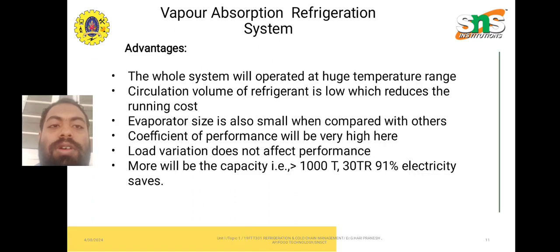Then the advantages of the vapor absorption refrigeration system. The whole system can be operated over a huge temperature range. The circulation volume of refrigerant is low, so it reduces the running cost. The evaporator size is small when compared with others. The coefficient of performance is very high here. Load variation does not affect performance. Capacity is more than 1000 tons, that is 30 tons of refrigeration, and 91% of electricity is saved.